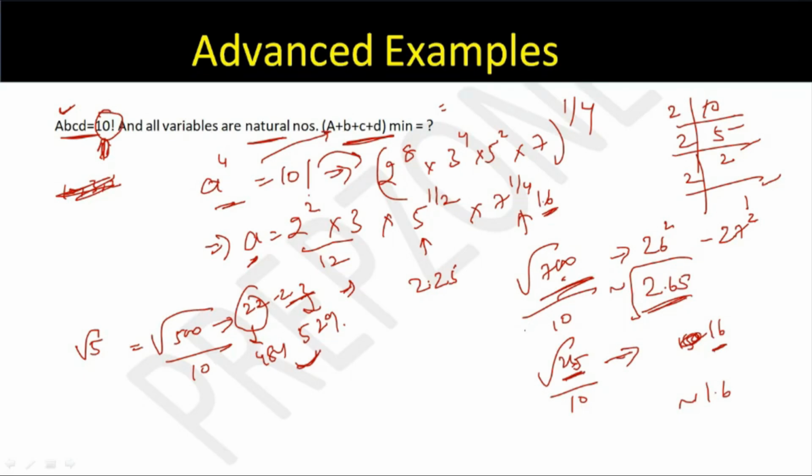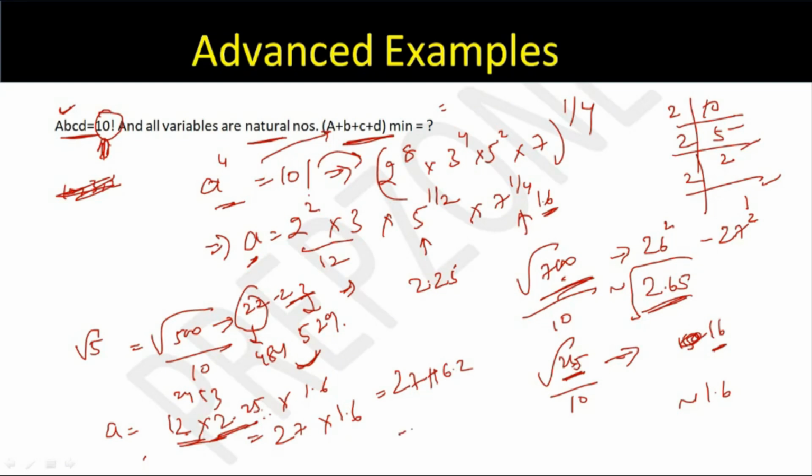So now if this is done, what is the value for A? A is 12 into roughly 2.25 into 1.6. What is 12 into 2.25? 12 into 2 is 24. 0.25 is 1 by 4, and 1 by 4 into 12 is 3. So 24 plus 3 is 27. Now 27 into 1.6. What is this? 27 plus 27 into 0.6, roughly 16.2. So 43.2 is the value that is coming out to be.